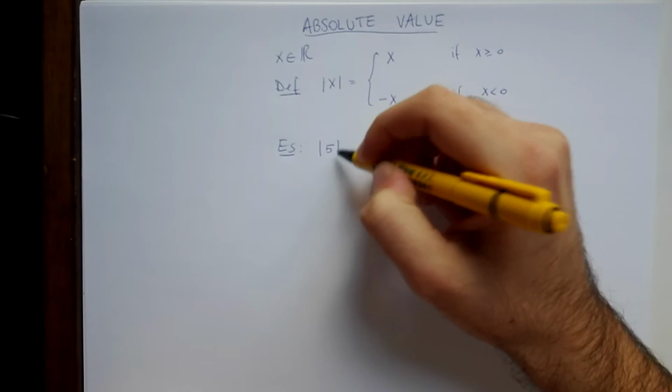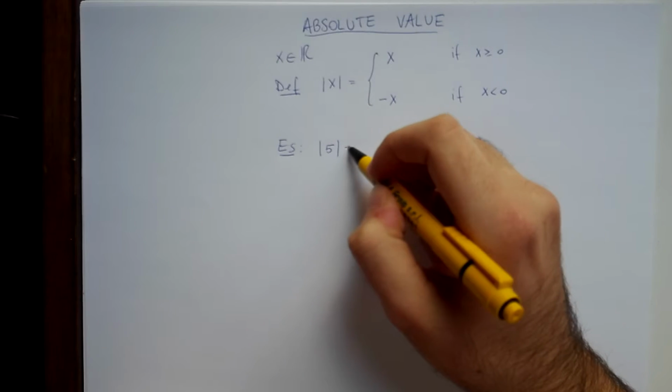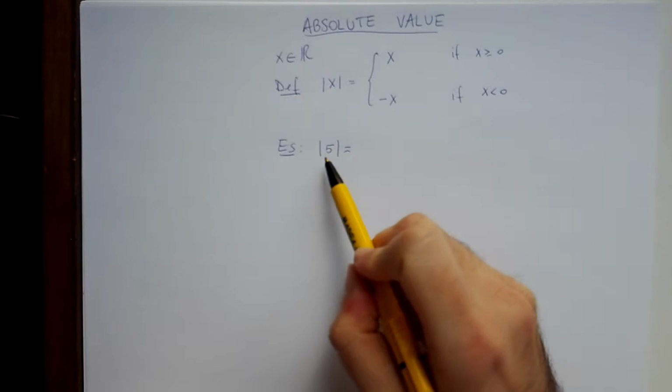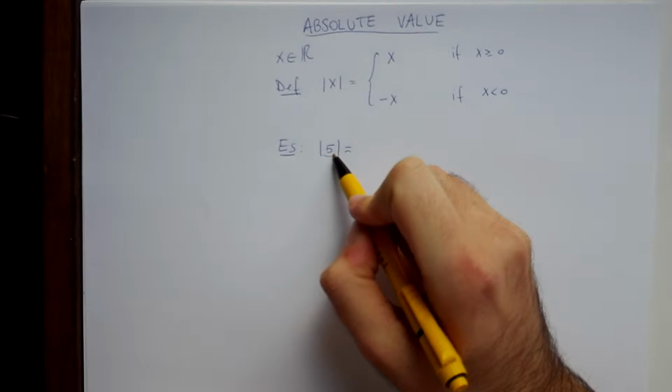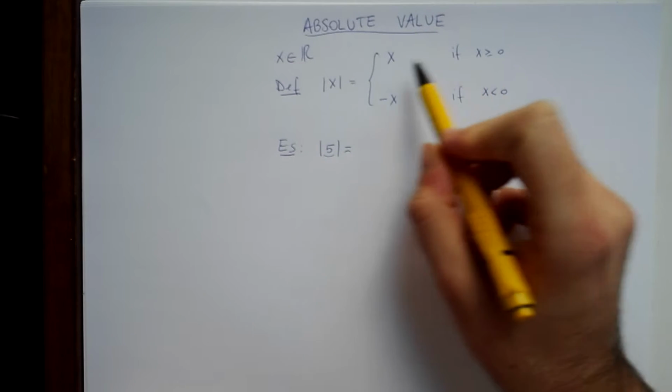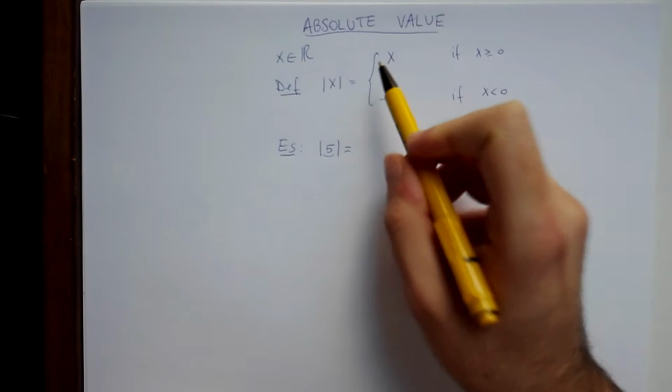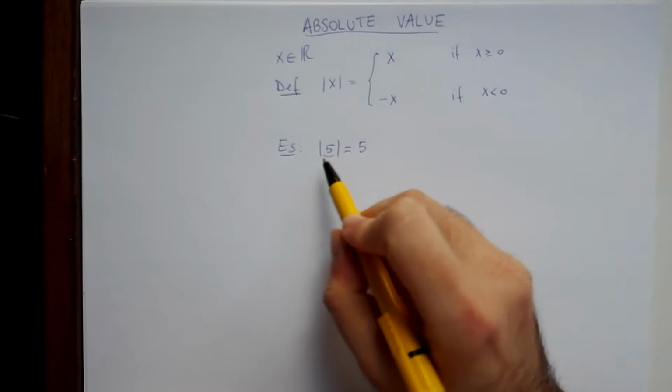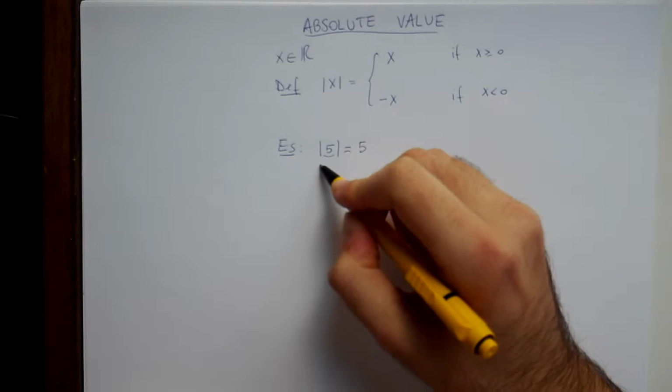The absolute value of 5, for example, following the definition, since 5, which is our x, is greater than 0, then the absolute value of x is x. So the absolute value of 5 is 5.